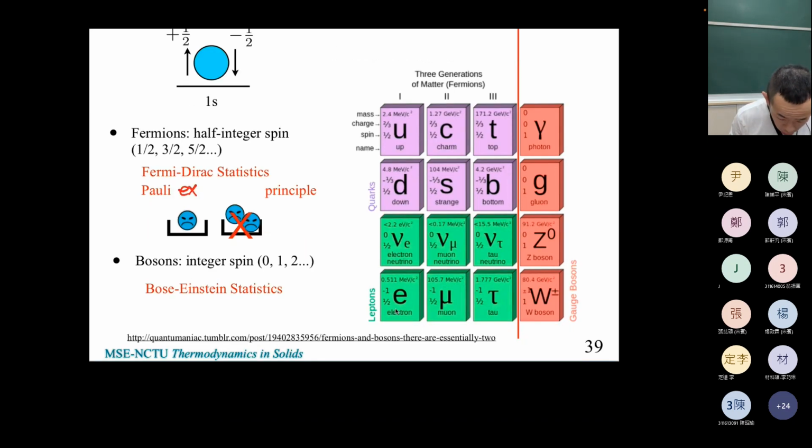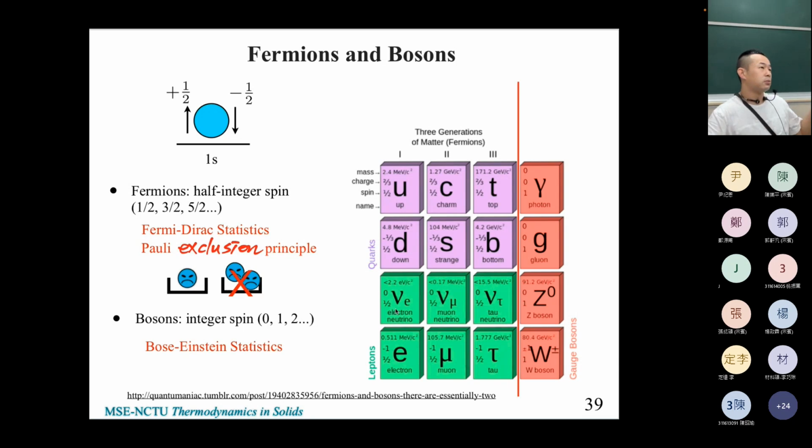Pauli exclusion principle. Which means that fermions are not good at getting along with others. They cannot share the same degeneracy, so they cannot do that.